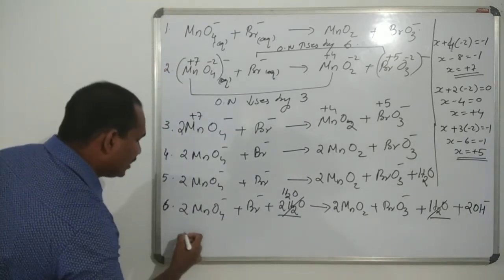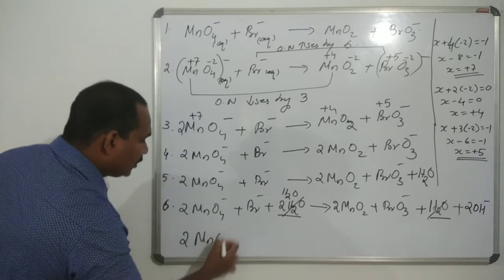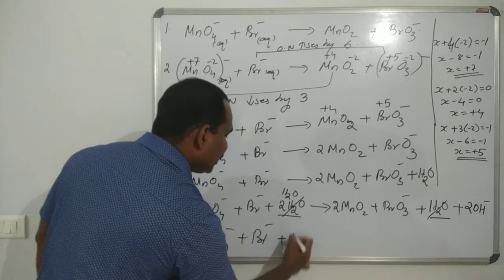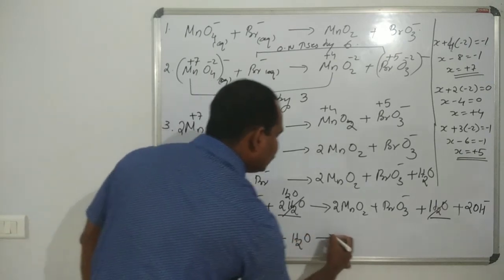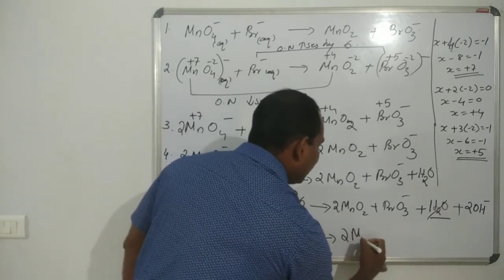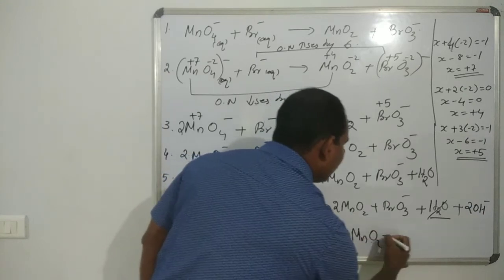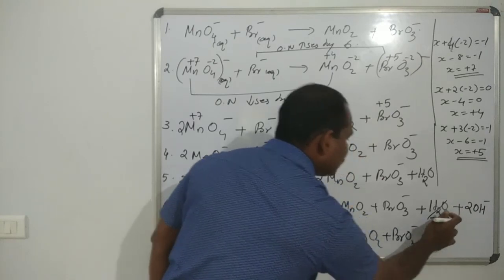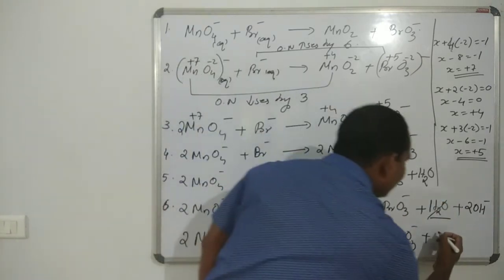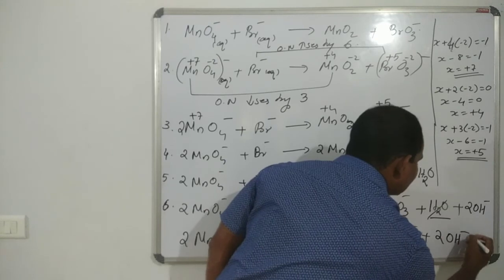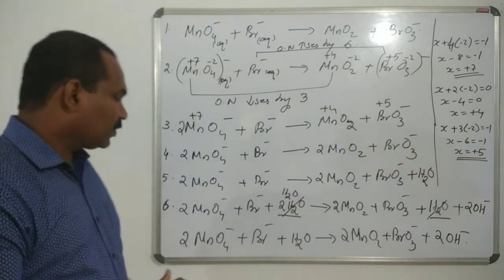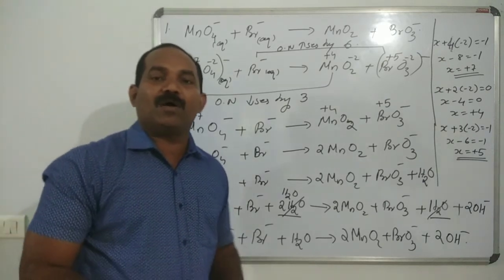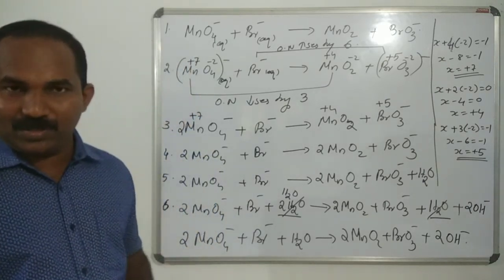Then finally the balanced equation is 2MnO4 minus plus Br minus plus H2O gives 2MnO2 plus BrO3 minus plus 2OH minus, with one H2O removed. Are you clear? So these are the various steps involved in balancing the equation.